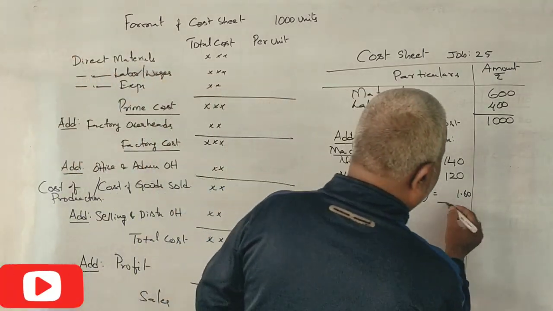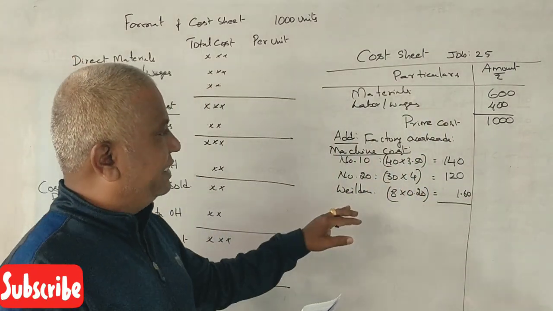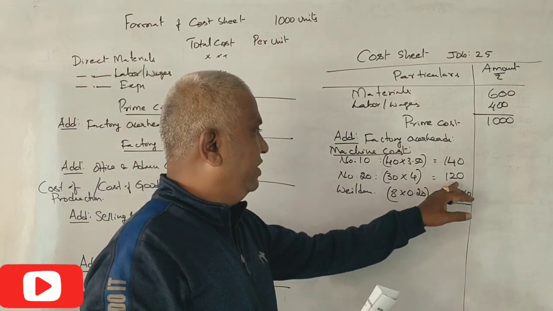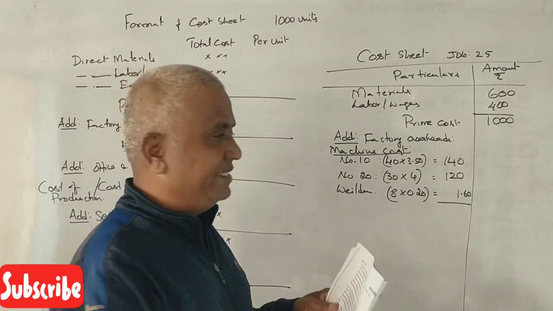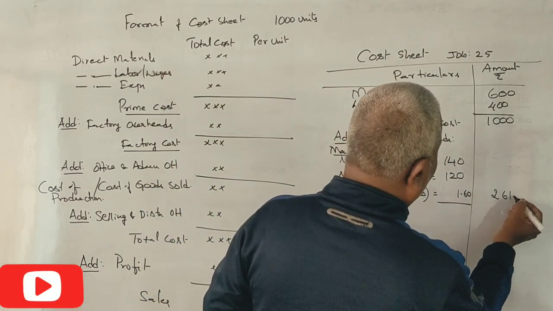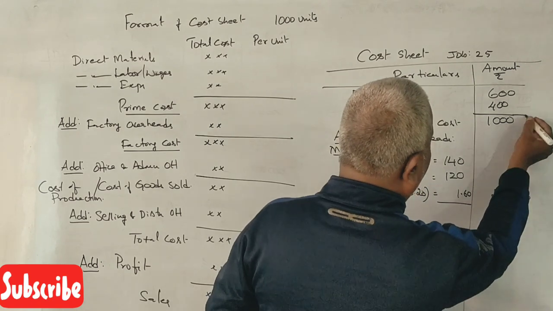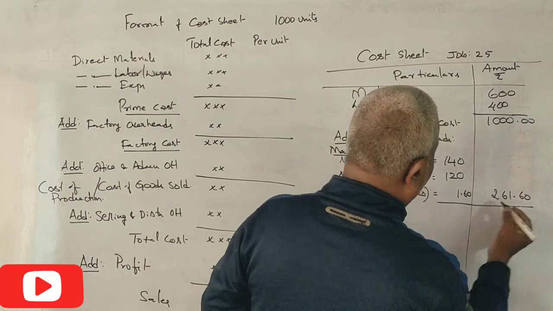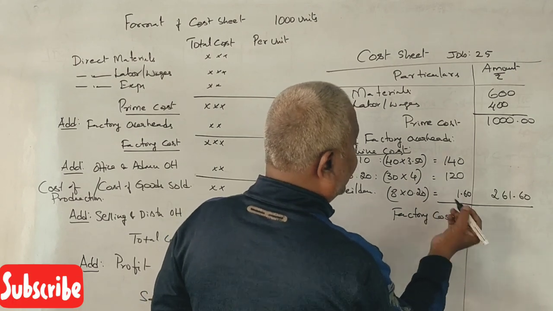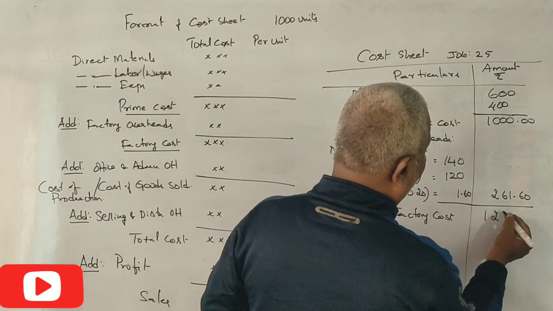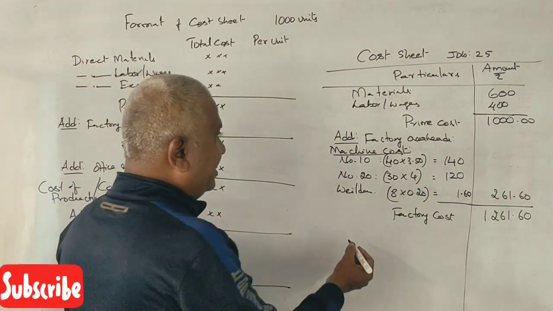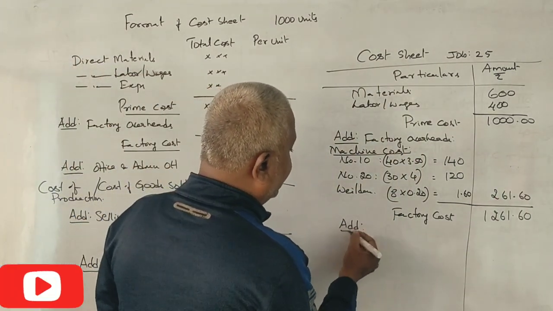Okay, this much is enough. See, the total expenses on machines: 140, 120 and 1.60. We check the total of this: 261 rupees 60 paise, correct? This becomes what? Factory cost. What is the total factory cost? 1,261 rupees 60 paise.